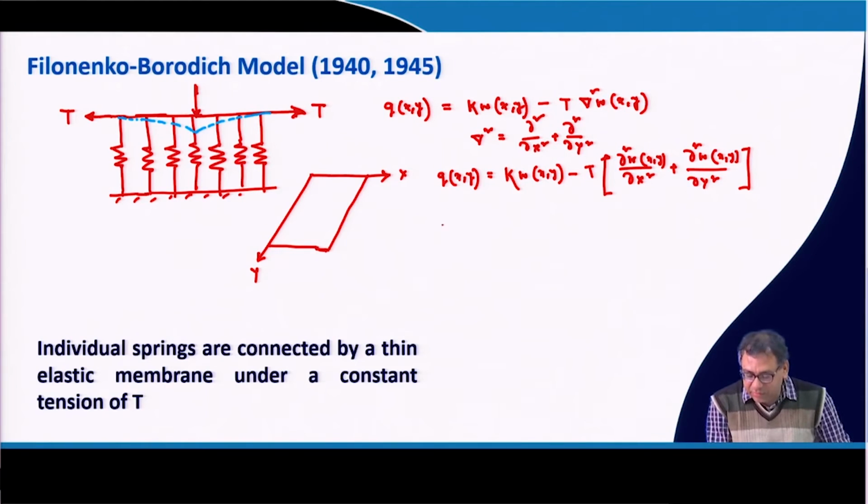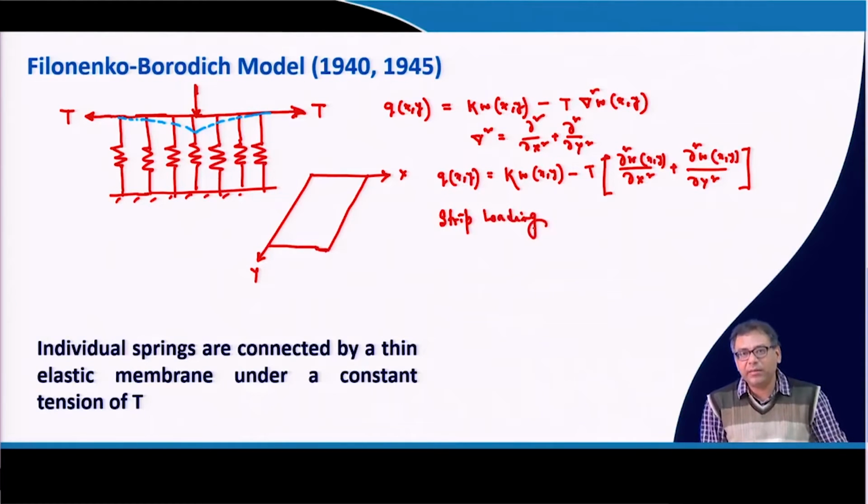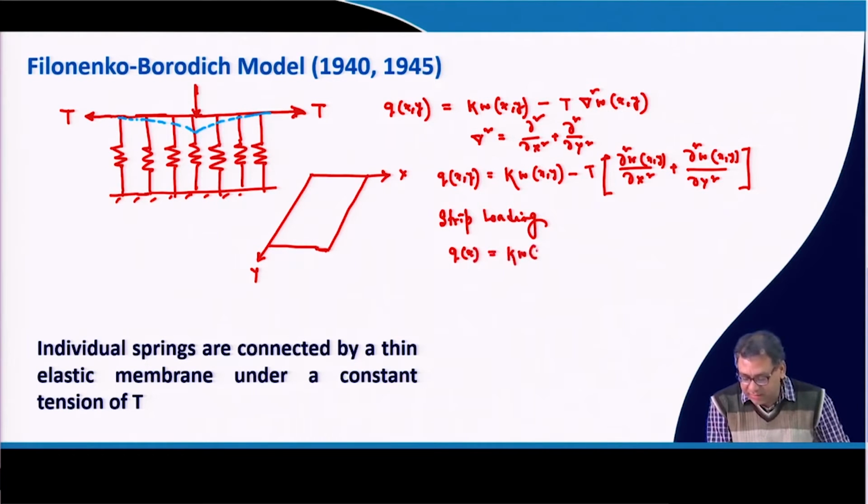Okay. And now for the strip loading or the continuous loading, strip loading means where the length of the loaded region is much longer than the width of the loaded region. In such a case, you will get the influence only in the x direction, and in the other direction you will not get any influence. That is called the plane strain condition. So in such a case, q(x) will be equal to k into w(x) minus T d square w by dx square. Or simply I can write q = k w minus T d square w/dx square, where w is a function of x.